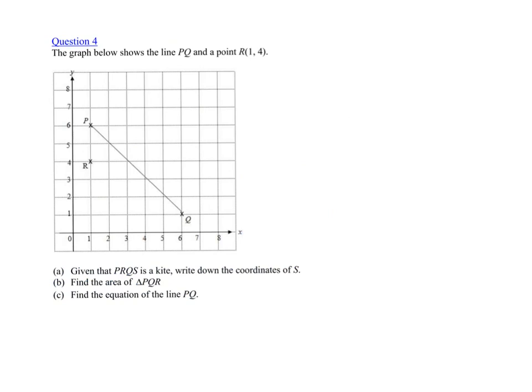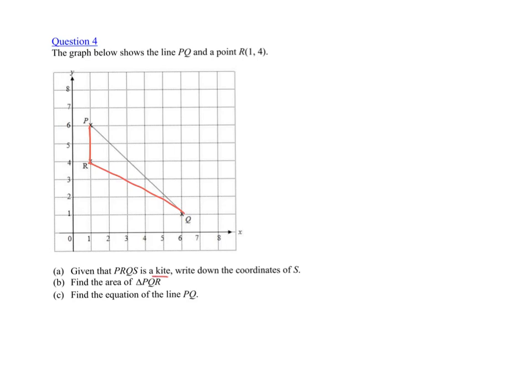Question number 4 involves a little bit of drawing. Now the graph below shows the line PQ and the point R is (1, 4). Given that PRQS is a kite, I have to follow this labeling, okay? P go to R, PR, then R to Q, RQ, and then now I need to go to S. Now if this is a kite, what does a kite look like?